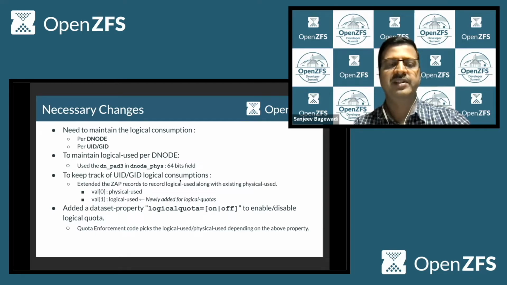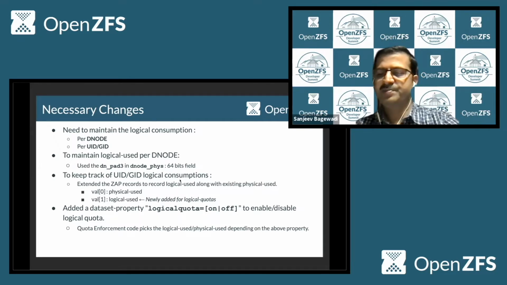And for the user and groups, it was essentially one value that we maintained earlier. It was just one value which told us how many blocks or how many bytes each of those users consumed. So I extended the value field and added a second value in there, which is another 64-bit value, which keeps track of the logical use. So that's an additional field that we added to the ZAP.